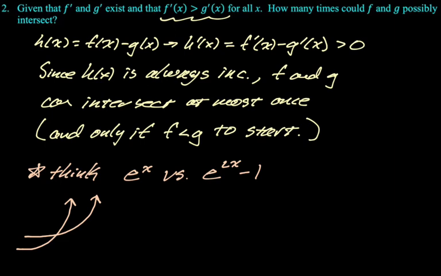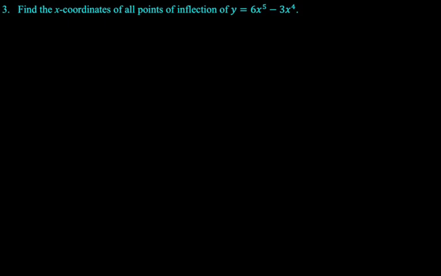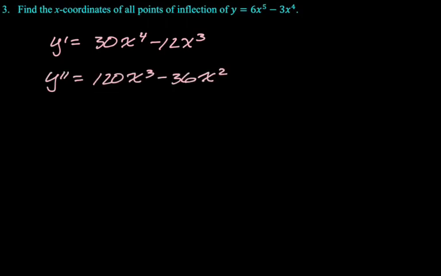All right, next problem. It's going to be tough getting this in under 10 minutes. Find the x-coordinates of the points of inflection of y equals 6x to the 5th minus 3x to the 4th. All right, we need the second derivative. There's no shortcut. We got to find the first derivative, which is all power rule. So y prime is 30x to the 4th minus 12x cubed. Second derivative is going to be 120x cubed minus 36x squared. We need to factor that so we can do a sign chart. So 12x squared comes out. We got 10x minus 3.